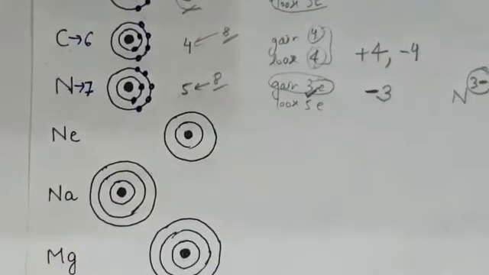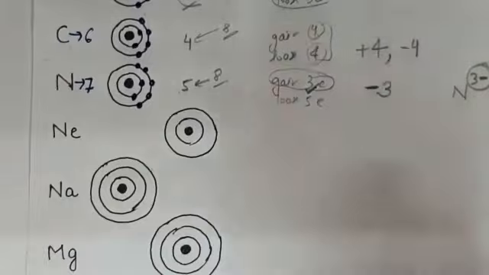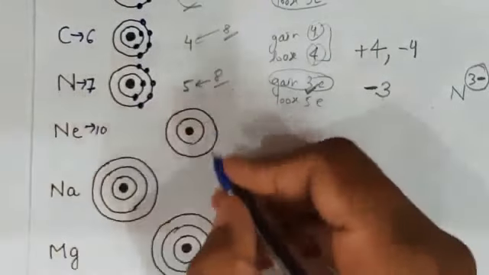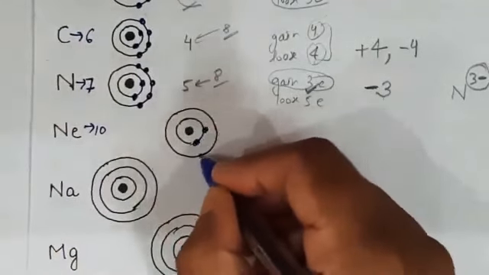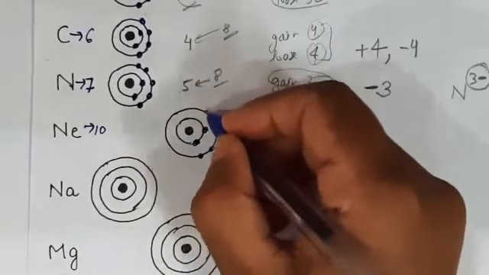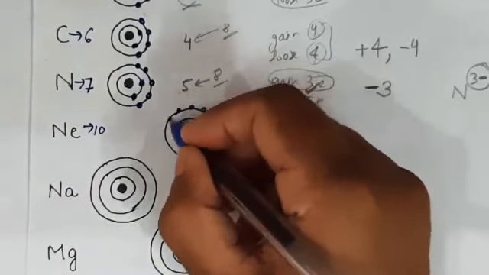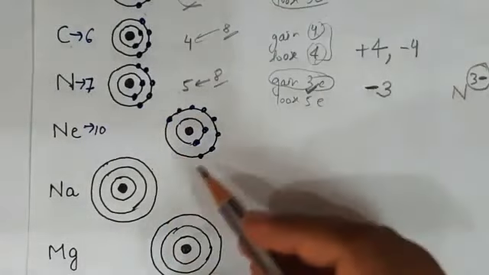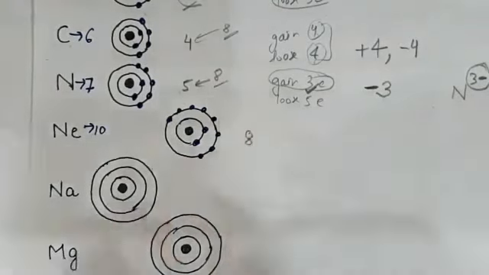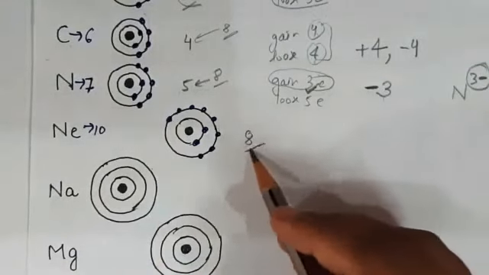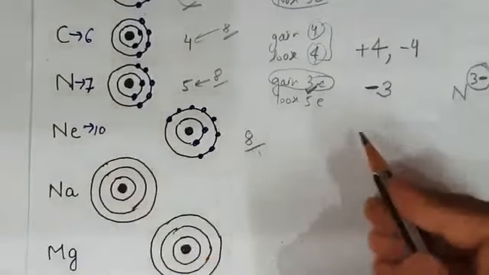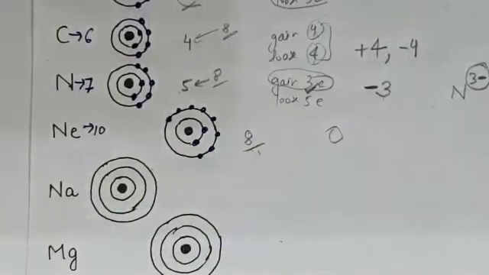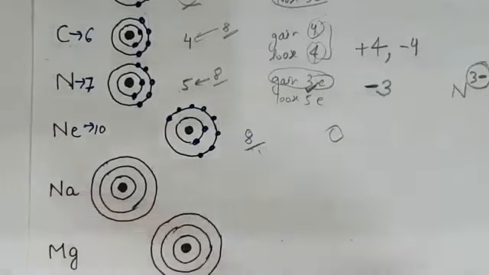Neon. What is the atomic number? 10. So 2 electrons in the first shell, 8 electrons in the second shell. So outermost shell, how many? 8. So we need to make this 8. It is already 8. It is stable. So valency is 0. Next is sodium.